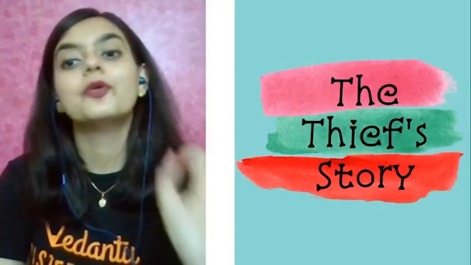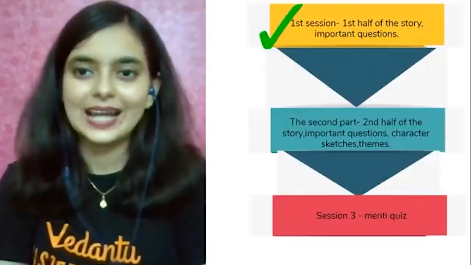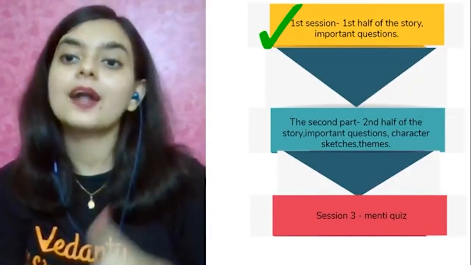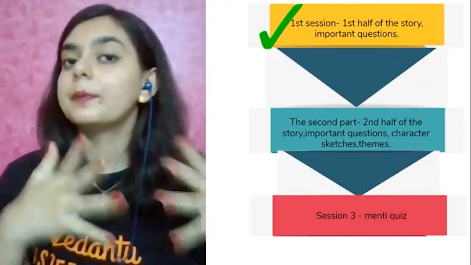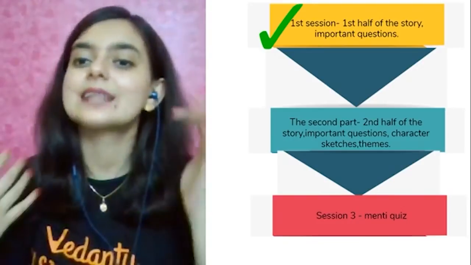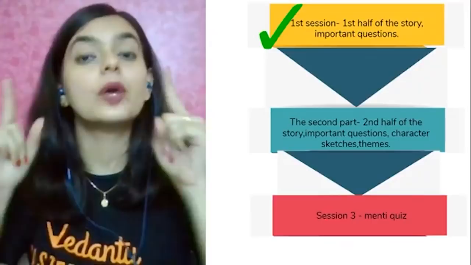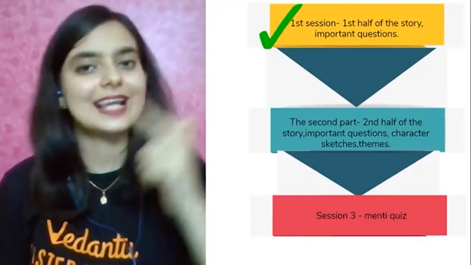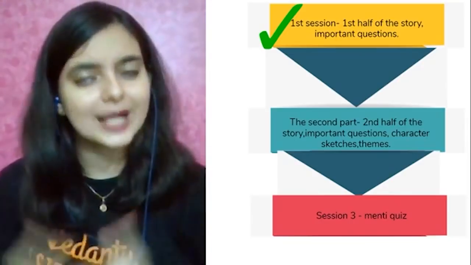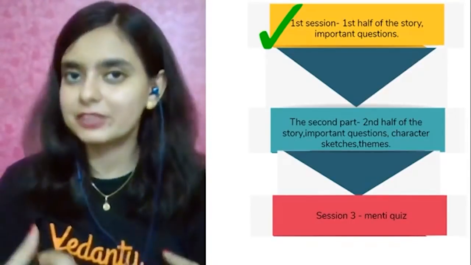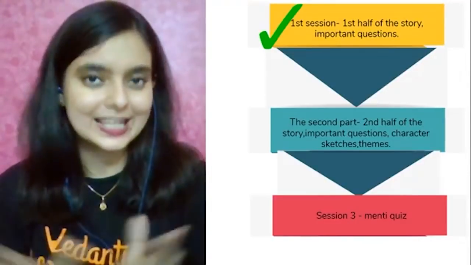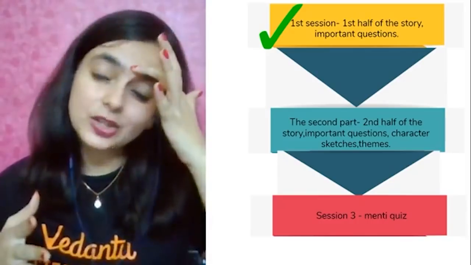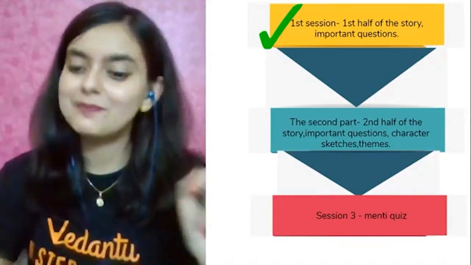Now let us enter into the remaining part of The Thief's Story. In the first session, we have already completed the first half of the story and a few of the important questions. In the second part, we are going to discuss the remaining part of the story, along with important questions, character sketches, and some of the themes. And the next session is going to be on Menti quiz. So in order to come prepared for the Menti quiz, you need to attend both sessions, the first session as well as the second session. In case you have missed them by any chance, please do visit both the sessions so that you get a quick revision, and then the final revision will be on Menti quiz. So this is how we are going to cover this entire chapter, and then you will not have to worry about your board exam at all. You will be preparing yourselves right here, right now with me.